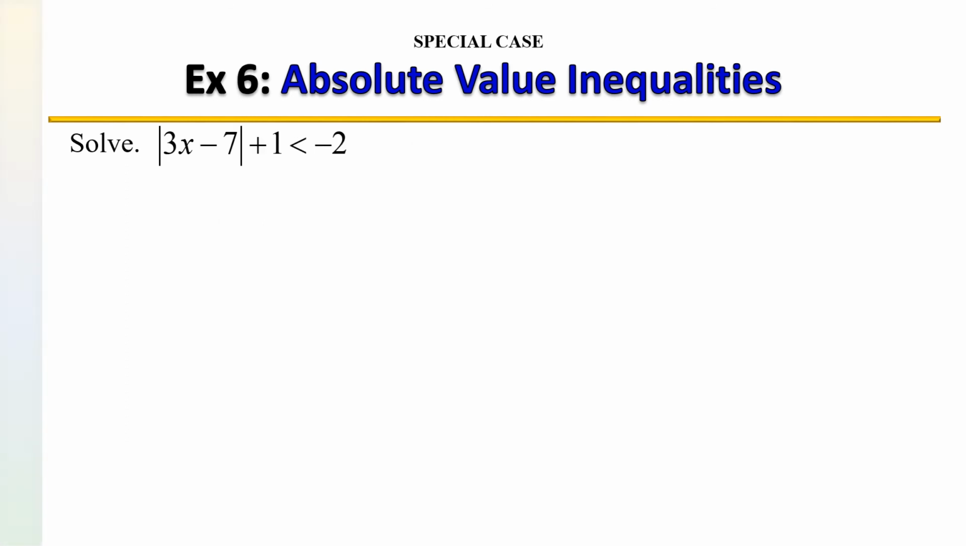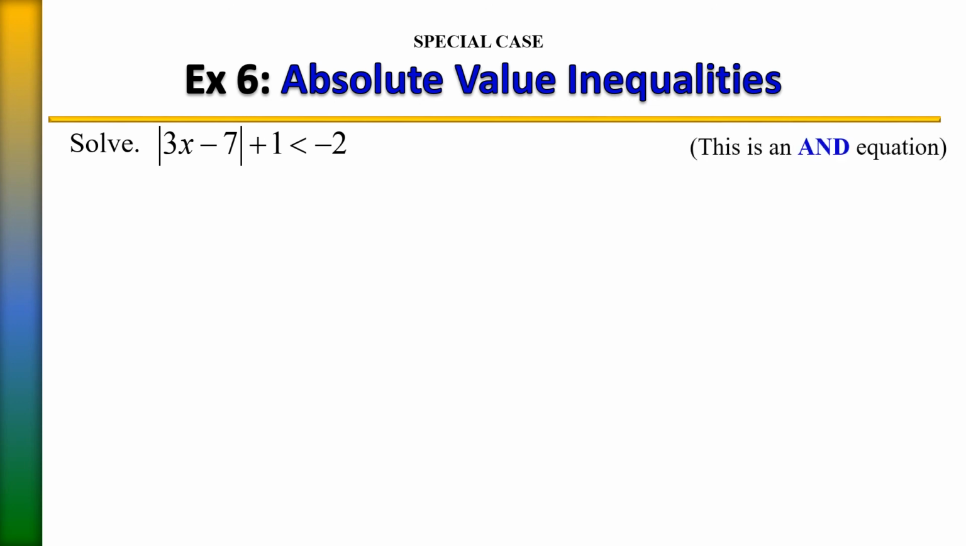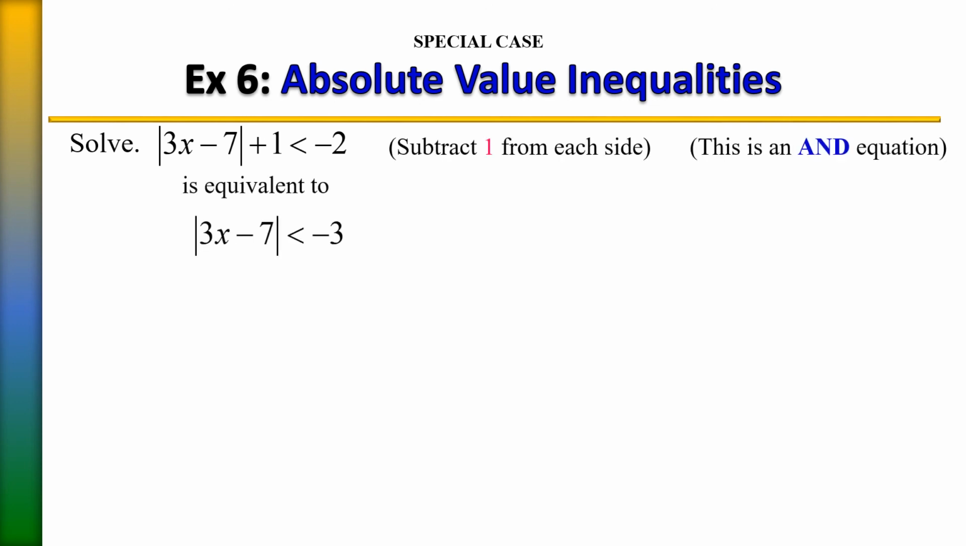In this last example of absolute value inequality, I want to show a special case here. So step one, you can look at the inequality symbol to determine whether this is an and or whether it's an or. So notice it's less than, so it would be an and equation. But before we do anything else, we need to isolate the absolute value symbol. So let's go ahead and proceed by subtracting 1 from each side.